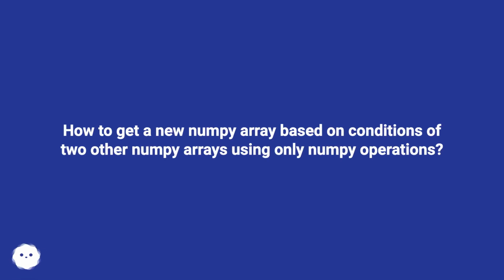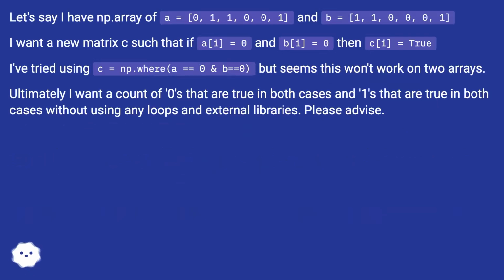How to get a new NumPy array based on conditions of two other NumPy arrays using only NumPy operations. Let's say I have np.array of a equals 0, 1, 1, 0, 0, 1 and b equals 1, 1, 0, 0, 0, 1. I want a new matrix C such that if a equals 0 and b equals 0 then c equals true.